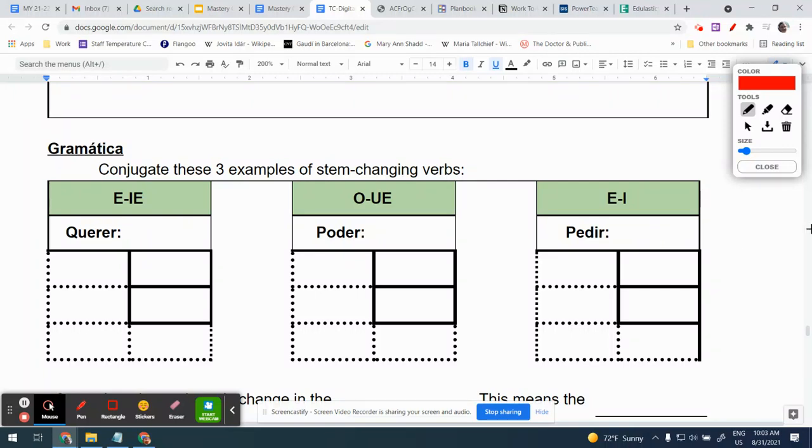Hola, vamos a repasar los verbos con cambios de raíz. So hopefully you tried this grammar on your own, but if you were confused, it's not surprising. Let's go over it. So, stem changing verbs.